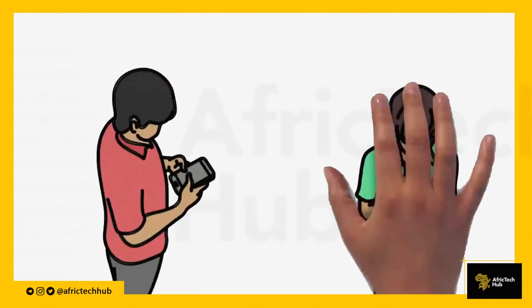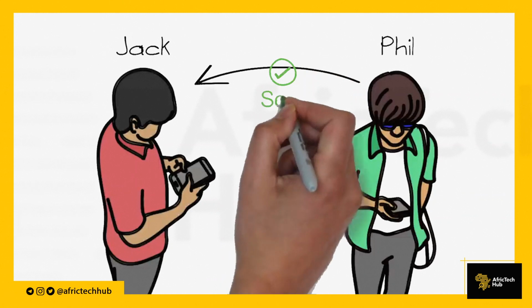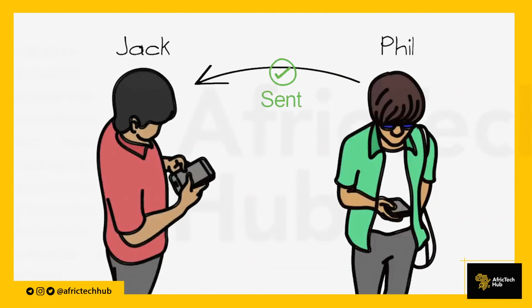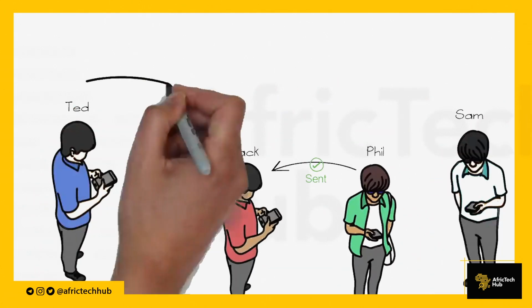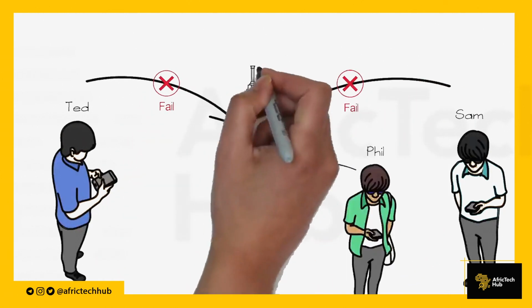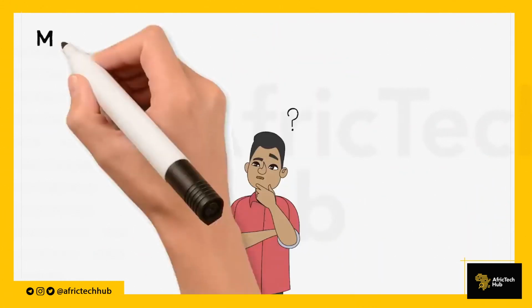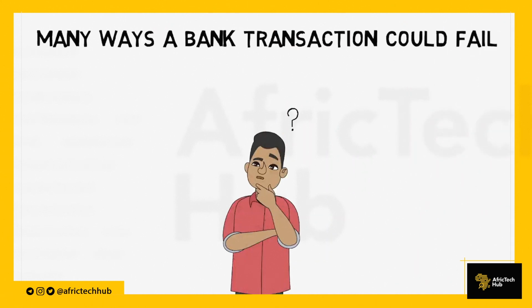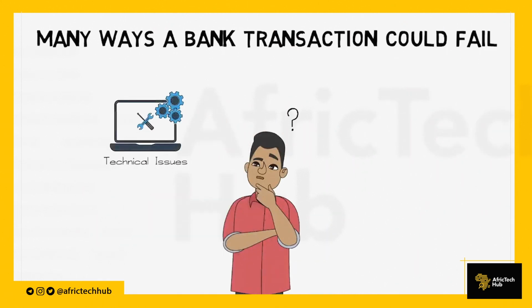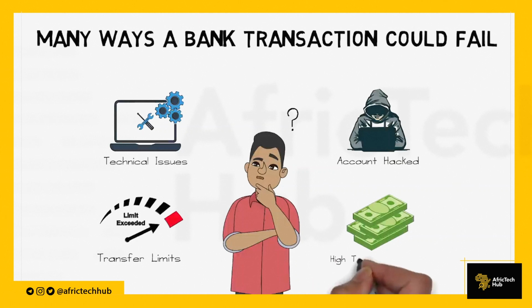Now on the next day, Phil sends his share to Jack via online money transfer. The transaction goes through without a hitch. Then Ted and Sam send their respective shares to Jack, but their transactions don't go through. These failed transactions pose some issues at the bank. Oh, there are so many ways that the bank transaction could fail. It could be say, the bank has no network, they don't hack my account, or I don't even exceed my daily limit, and sometimes additional charges like transfer charges associated with transferring money.